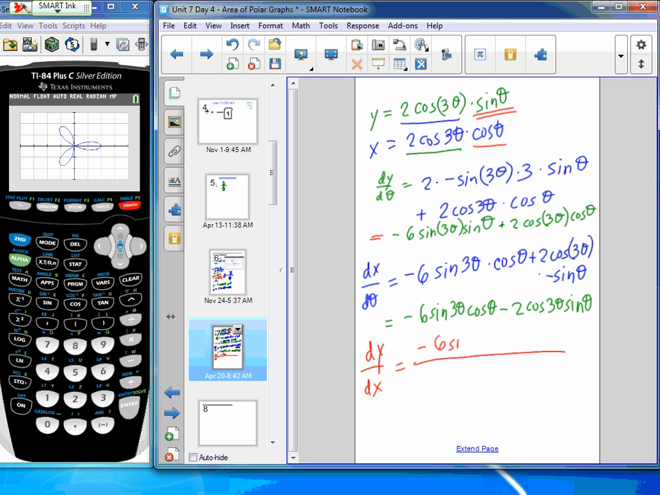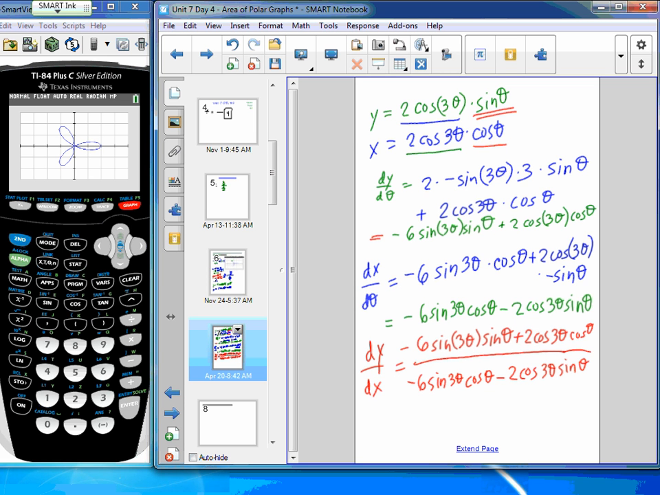Negative 6 sine 3 theta sine theta plus 2 cosine 3 theta. You know it's bad when you can't fit it on your extended page. 2 cosine 3 theta cosine theta, all over negative 6 sine 3 theta cosine theta minus 2 cosine 3 theta sine theta.